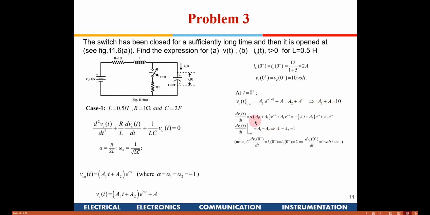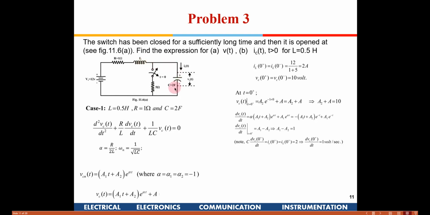Now for the second relation, we take the derivative of VC with respect to t. Now if you see here, charge is C into VC, so the current is C dVC by dt, which is I0. So C dV by dt will be I0, which is 2, because when this switch is thrown open out here, whatever was the current in the inductor will be forced into the capacitor.